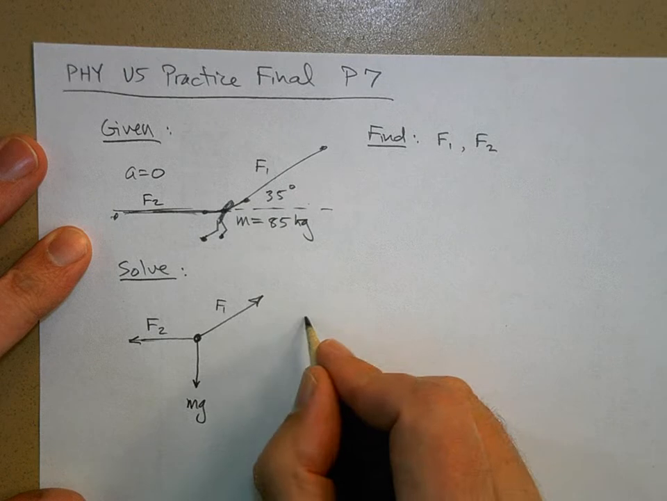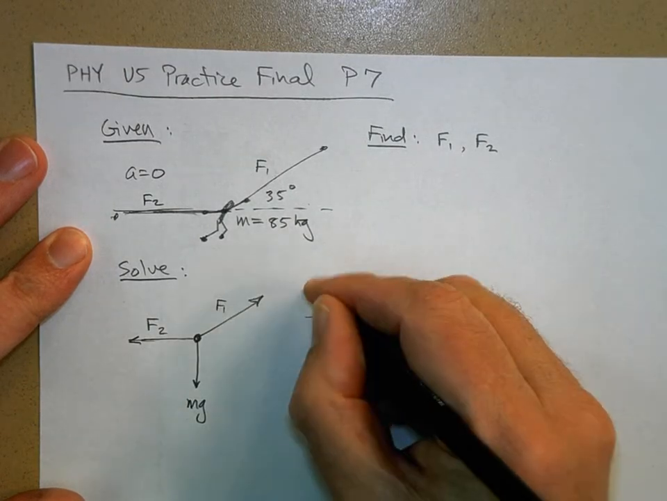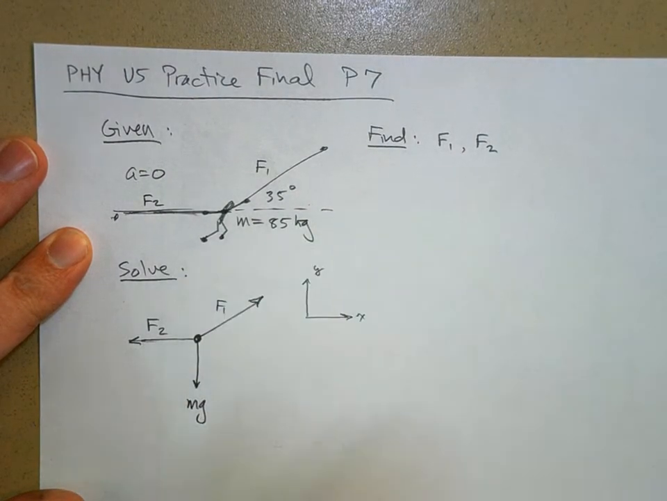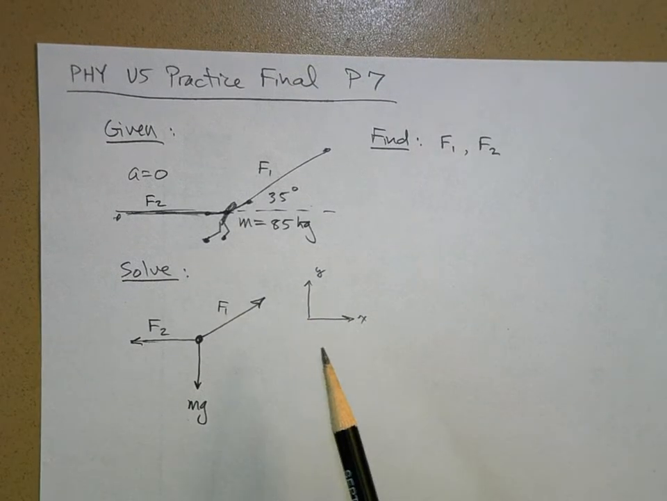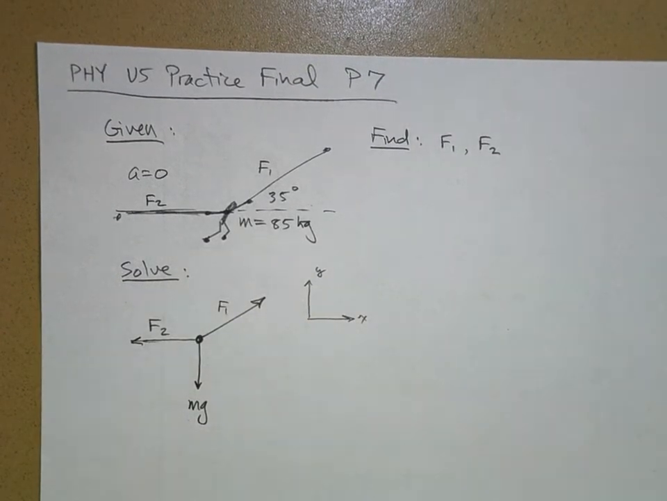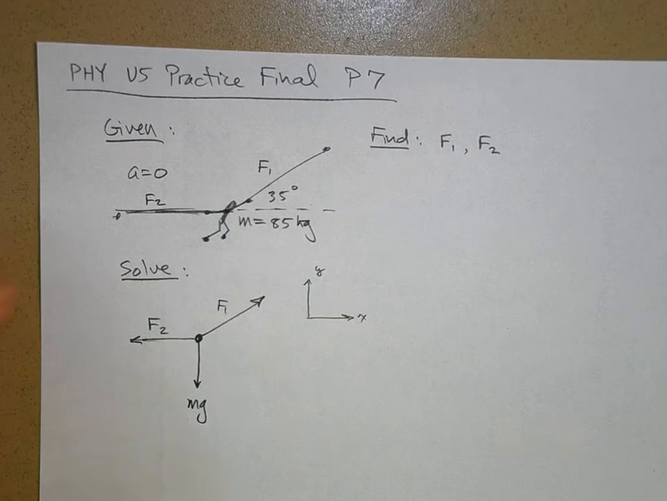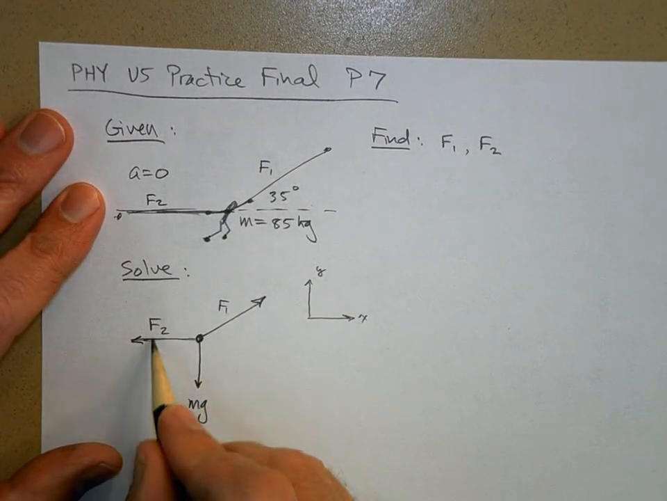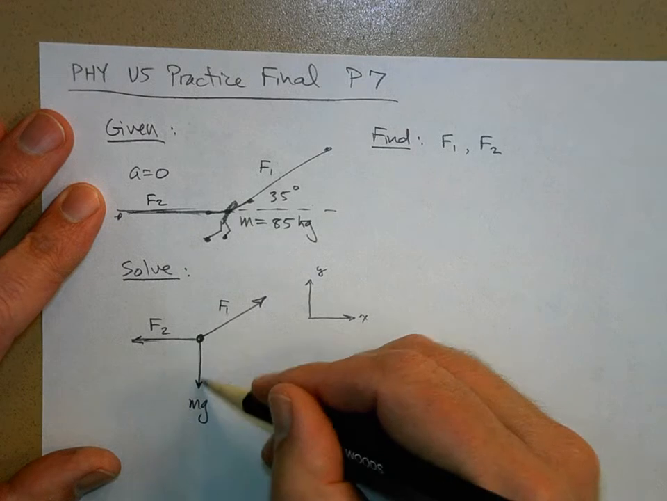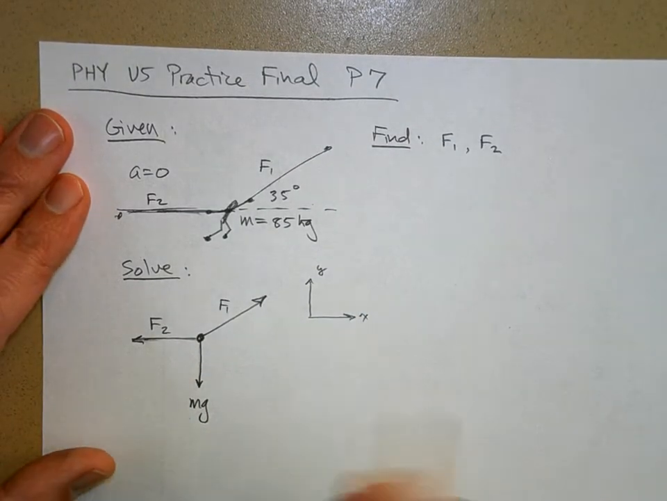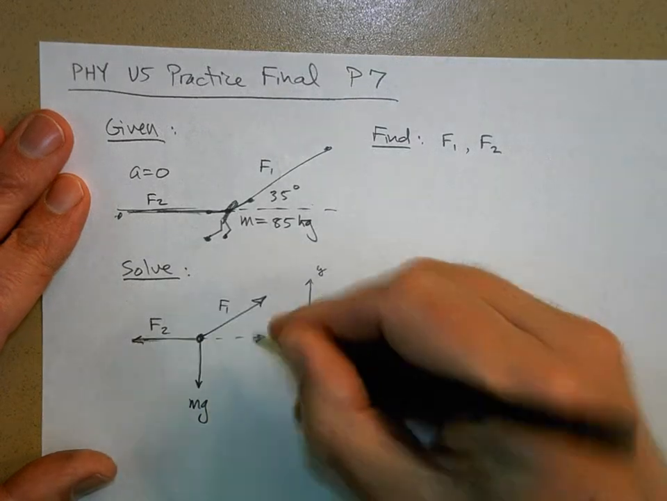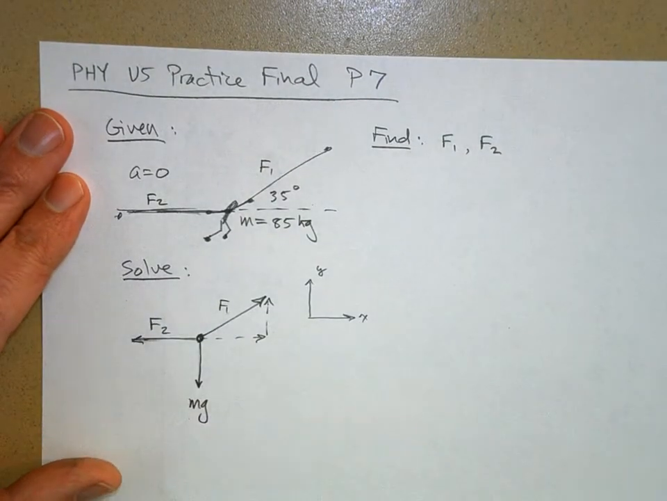Now step 3, your x and y-axis. Define what's positive x and positive y. Remember, if it's an inclined plane problem, you will tilt this to match the plane. But for a problem like this, you just leave it like we normally do. And then, look, F2 is horizontal. It's in the negative x direction. Mg is in the negative y direction. But look at F1. It's got components. Some of it's in the x, some of it's in the y.